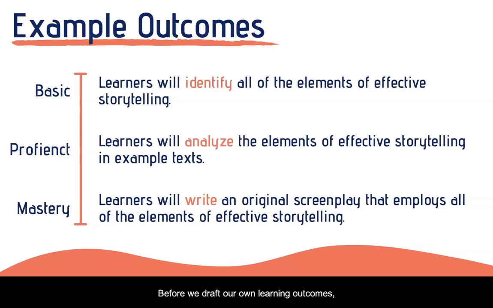Before we draft our own learning outcomes, let's look at an example. This learning outcome was written using 3 different proficiency levels so that you can see the difference between them. You'll notice the differences in the demands of learner performance communicated by the action verbs. You'll also notice that the knowledge and skills also increase in complexity as we increase our desired level of proficiency.